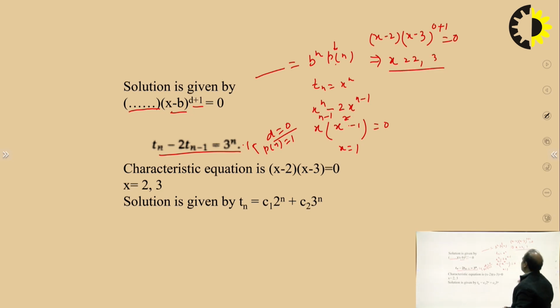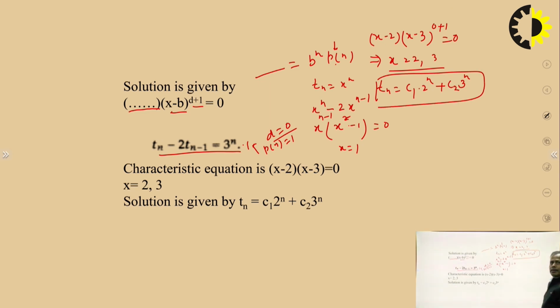So we have two roots of this equation. The solution will be given by T(n) equal to c1 times 2 to the power n plus c2 times 3 to the power n. This is the solution of this particular recurrence. Clear? Now assume that T0 is 0. Then T1 will be 2T0 plus 3 to the power 1, so this is 2 times 0 plus 3, making it 3.